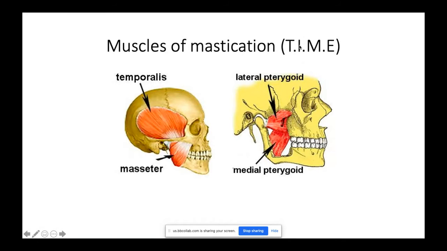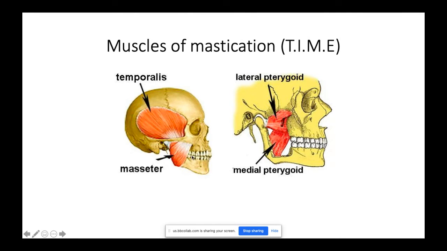Well, you're going to say, well, where the heck is the I and where the heck is the E? At this point, with reference terminology, you need to know that lateral is external and medial is internal. So there's a lateral pterygoid up here, and then there's a medial pterygoid here. So T.I.M.E, temporalis, internal pterygoid, masseter, and external pterygoid.